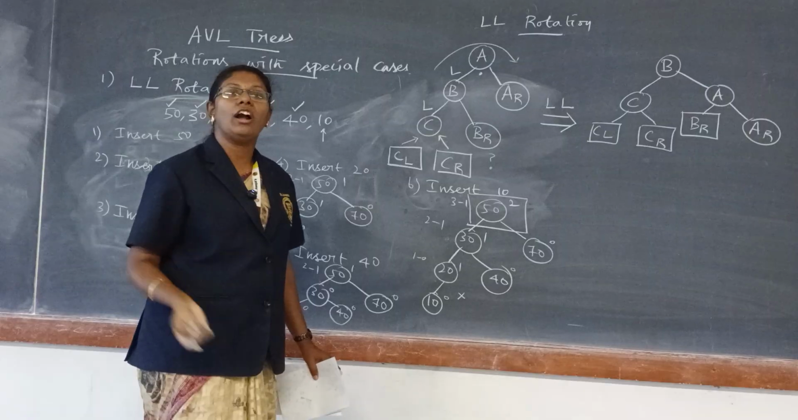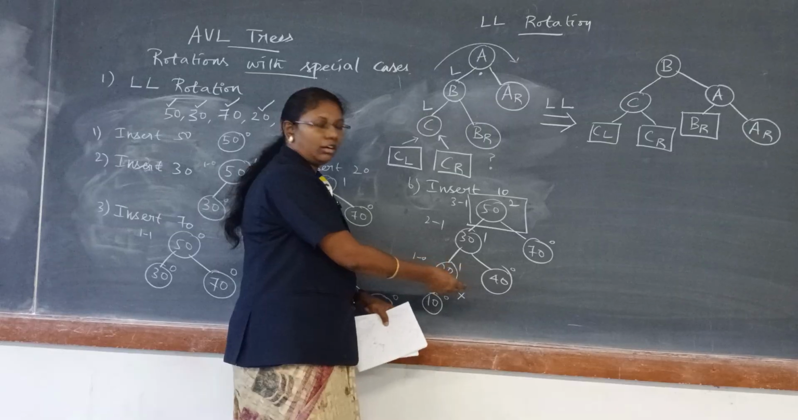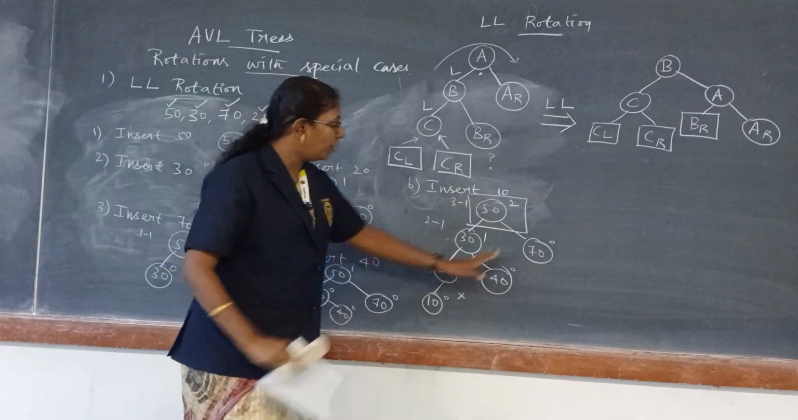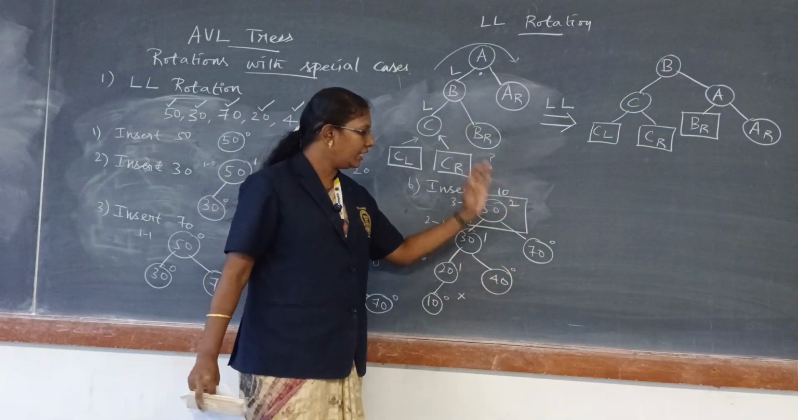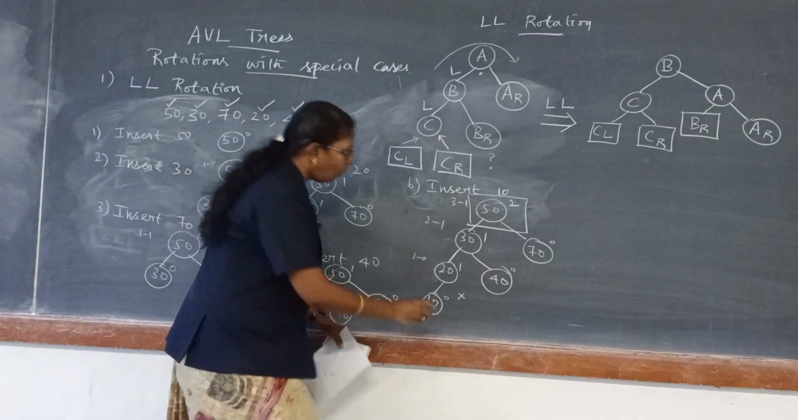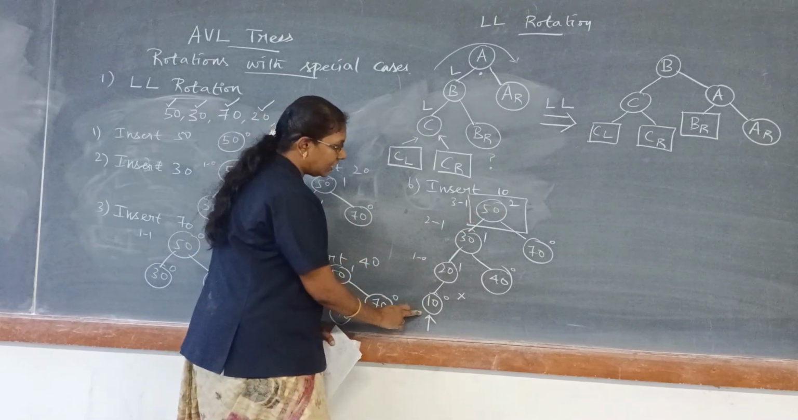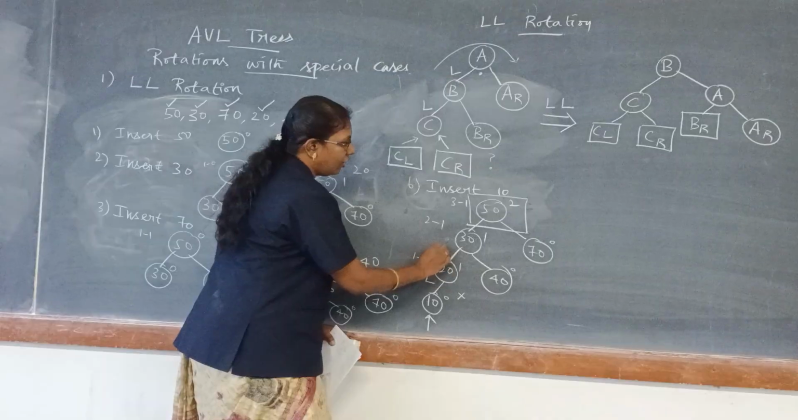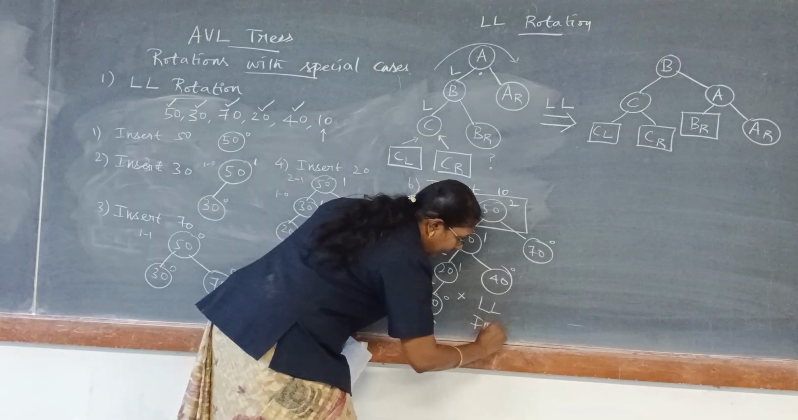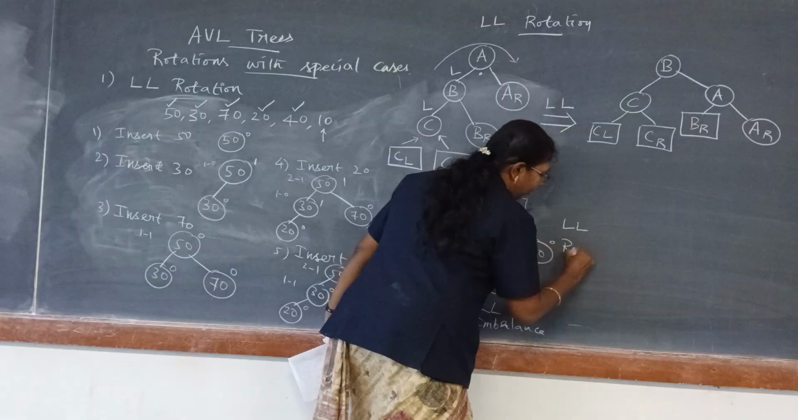I need to find out what type of rotation needs to be performed here. So for this I need to find out what type of imbalance occurred. While inserting 10 only, I got this imbalance. So 10 is inserted to the left child of the left subtree. That's why we are calling this an LL imbalance. If LL imbalance occurred, we need to perform LL rotation.